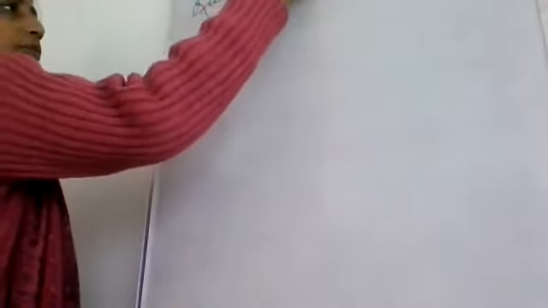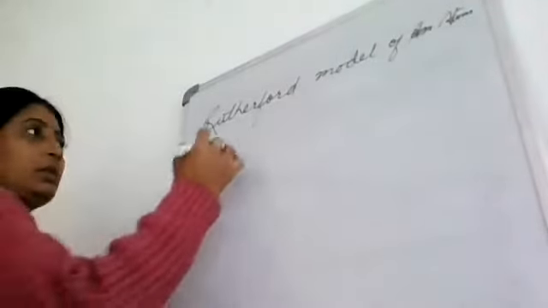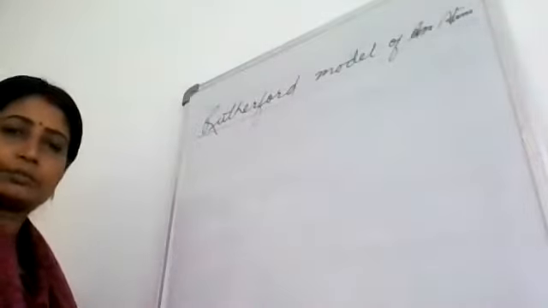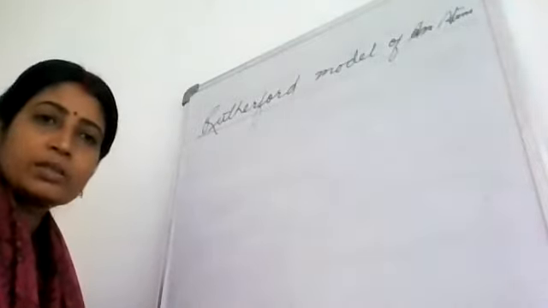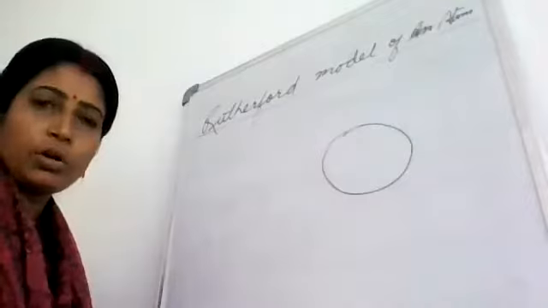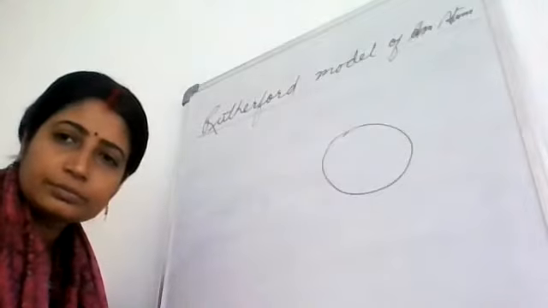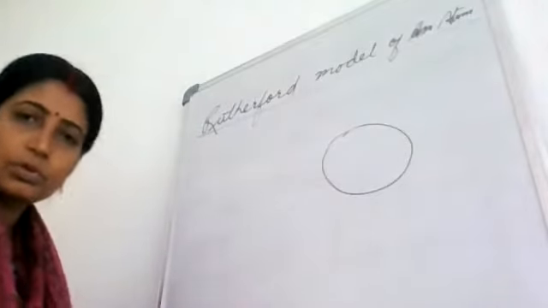Rutherford model of an atom. Okay. So what has Rutherford done? Rutherford has taken a gold foil. He took a gold foil. A gold foil is an atom. Gold is also an atom, class. Gold is an atom.